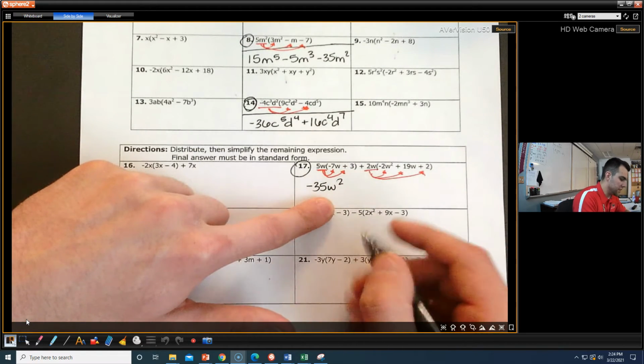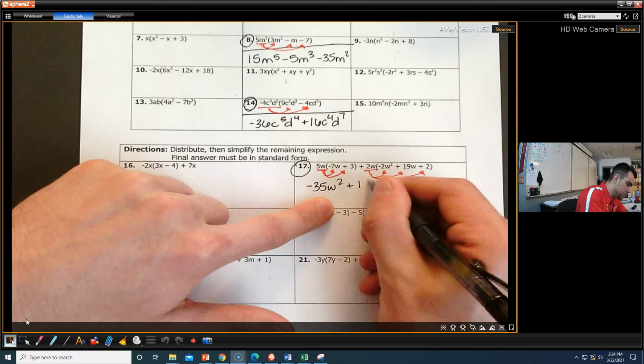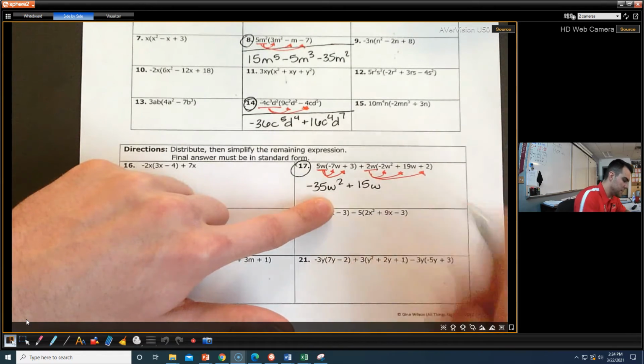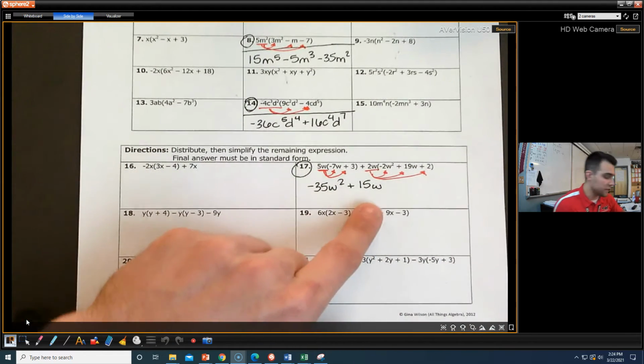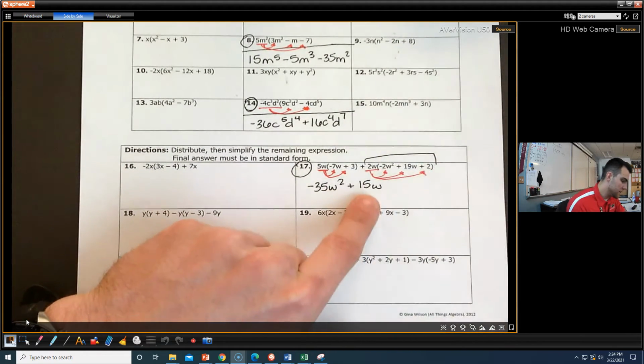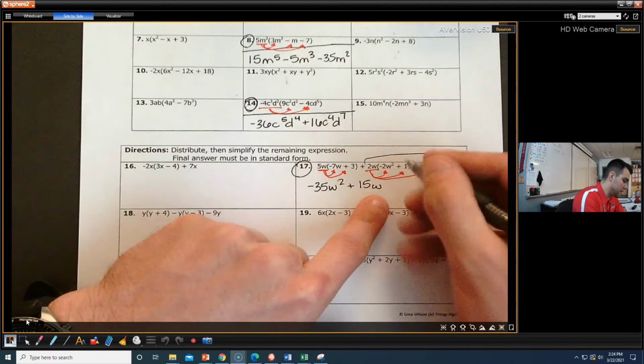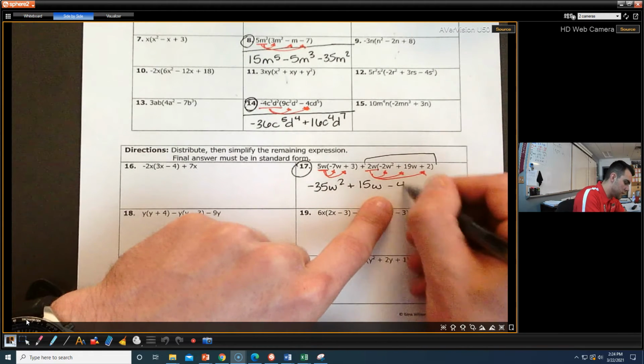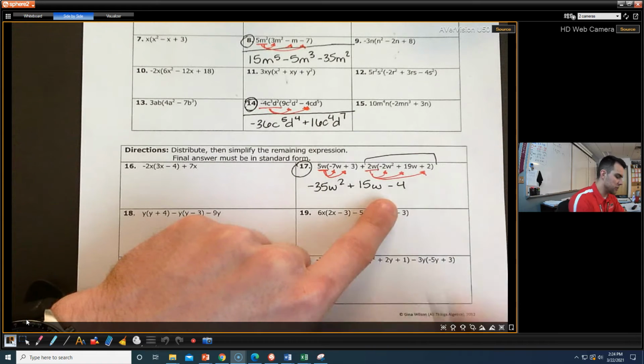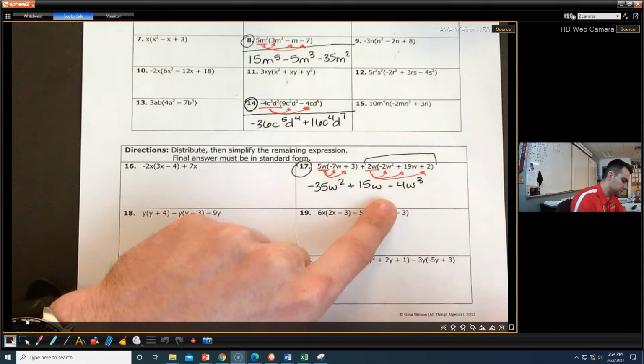5w times 3 is 15, positive 15w. All right, we move on to this guy right here. 2w times negative 2w squared: 2 times negative 2 is negative 4, and then w times w squared is w to the third.